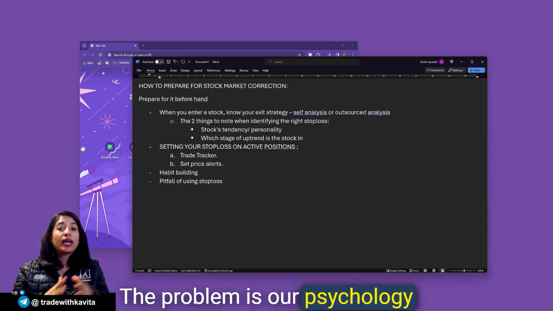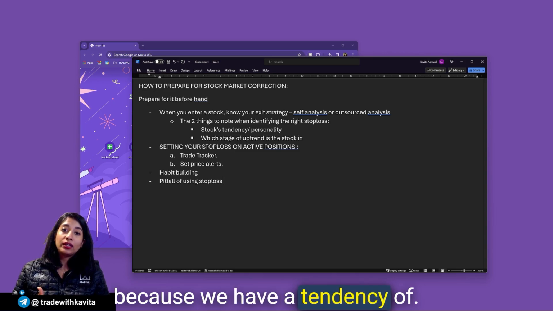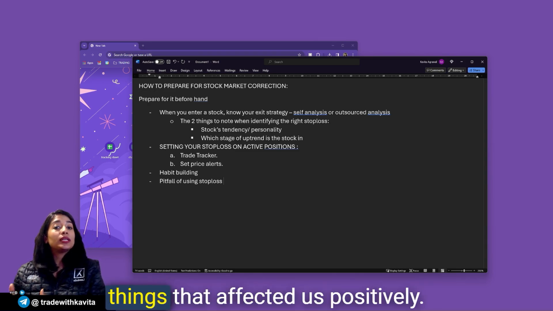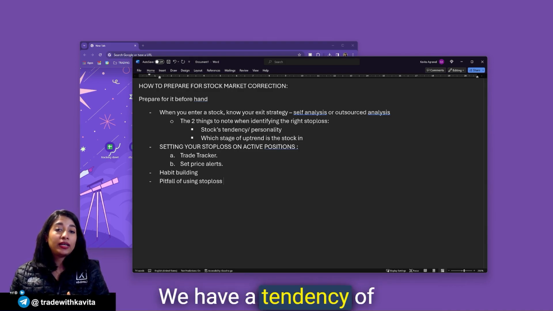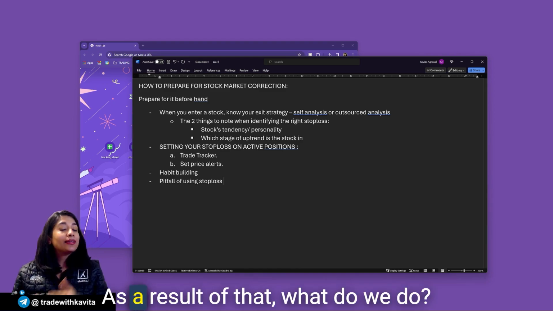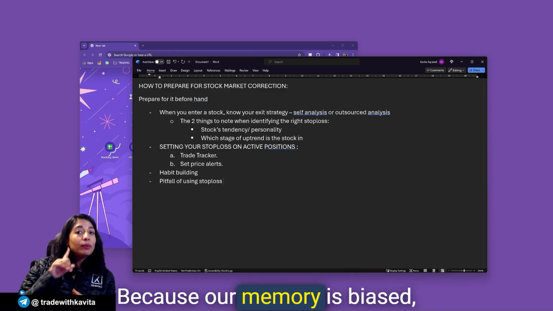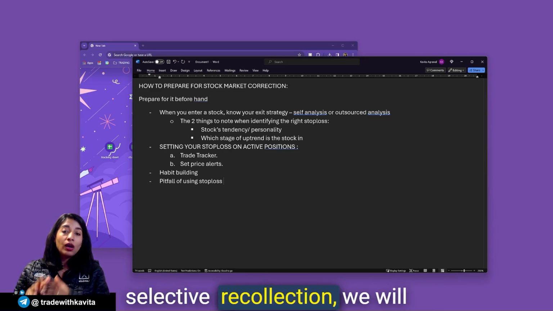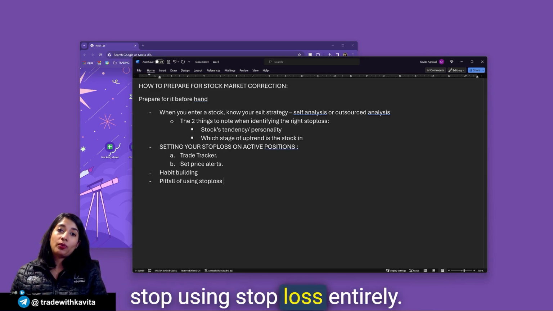The problem is our psychology, because we have a tendency of remembering things that affected us negatively more than those things that affected us positively. We have a tendency of remembering the times when the stop loss hurt us rather than benefit us. As a result of that, what do we do? Because our memory is biased, because we have a tendency of selective recollection, we will stop using stop loss entirely.